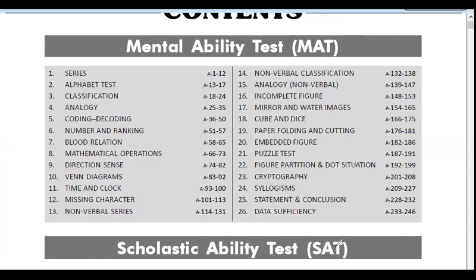I hope everyone remembers the concept of Venn diagram that we studied in the last class. Tell me, yes or no? Yes? Okay, very good, everyone.